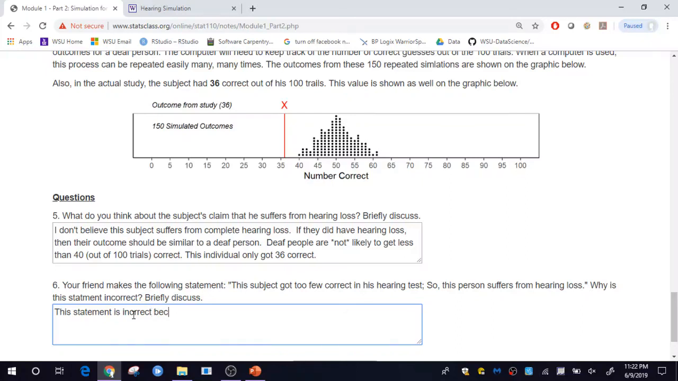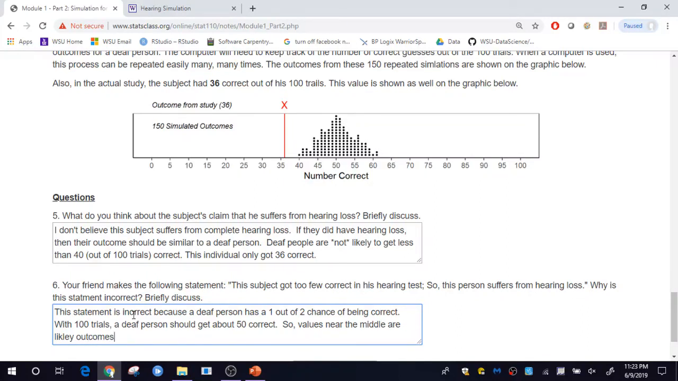because a deaf person has a 1 out of 2 chance of being correct. With 100 trials, a deaf person should get about 50 correct. So values near the middle are likely outcomes for a deaf person.